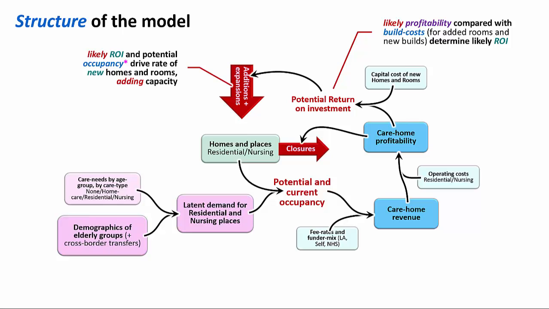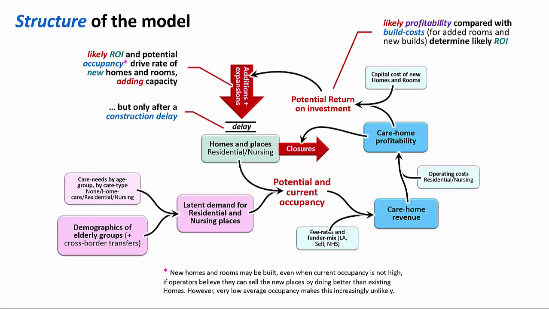However, it takes quite a while to plan for and build new homes and added rooms for existing homes. So you have a construction delay arising between a decision to add capacity and that capacity actually coming on stream. So you could in principle have shortages of capacity for quite some time before any construction actually gets completed and takes that shortage away for you. It's important to note that new homes and rooms may be built even when current occupancy is not very high, if a particular operator believes, for example, that they can fill any new places they build by doing a better job than existing homes do.